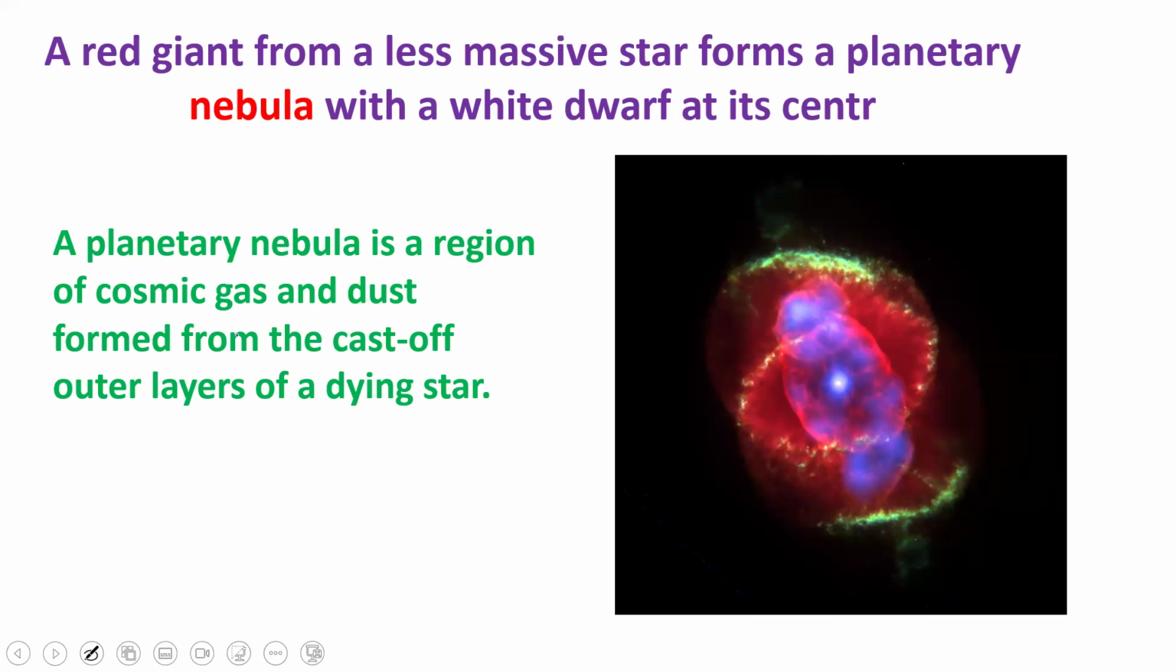So for some stars, there are two ways. The big stars, very huge stars, convert into supergiants. Normal stars expand and become red giant stars. Now, planetary nebula: the red giant from a less massive star forms a planetary nebula. It's a mixture of gas and dust.